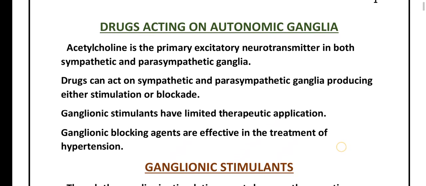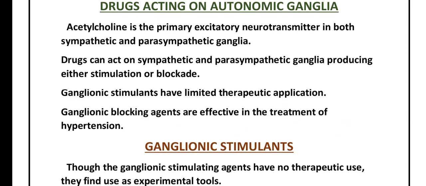Acetylcholine is the primary excitatory neurotransmitter in both sympathetic and parasympathetic ganglia. Drugs can act on sympathetic and parasympathetic ganglia, producing either stimulation or blockade. Ganglionic stimulants have limited therapeutic application, and ganglionic blocking agents are effective in the treatment of hypertension.